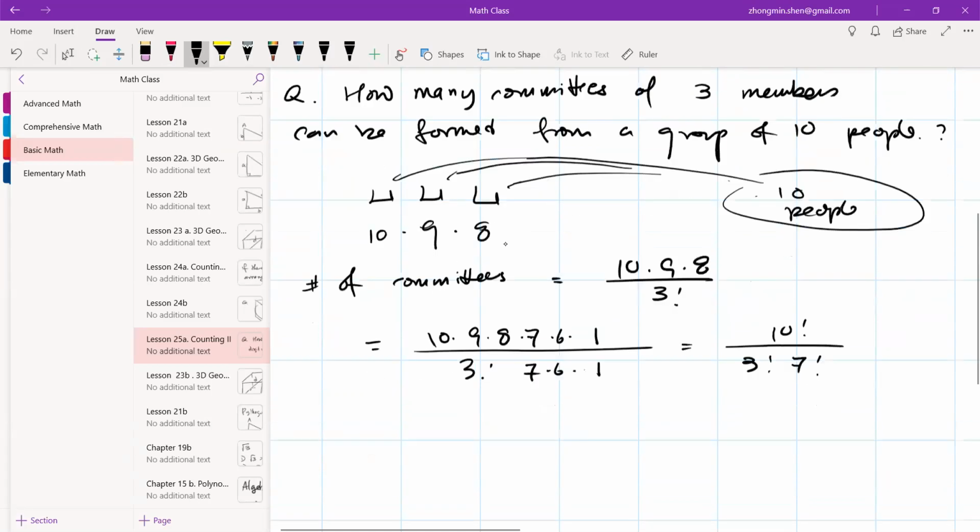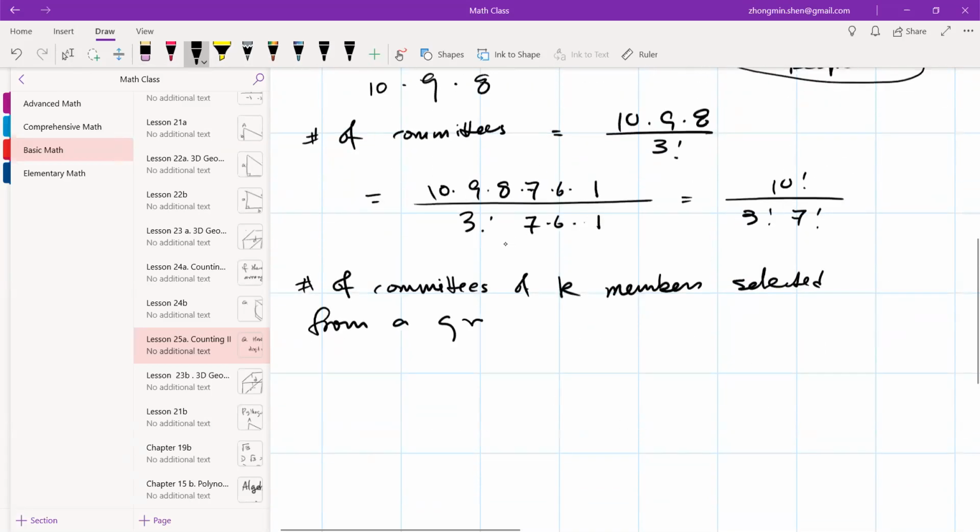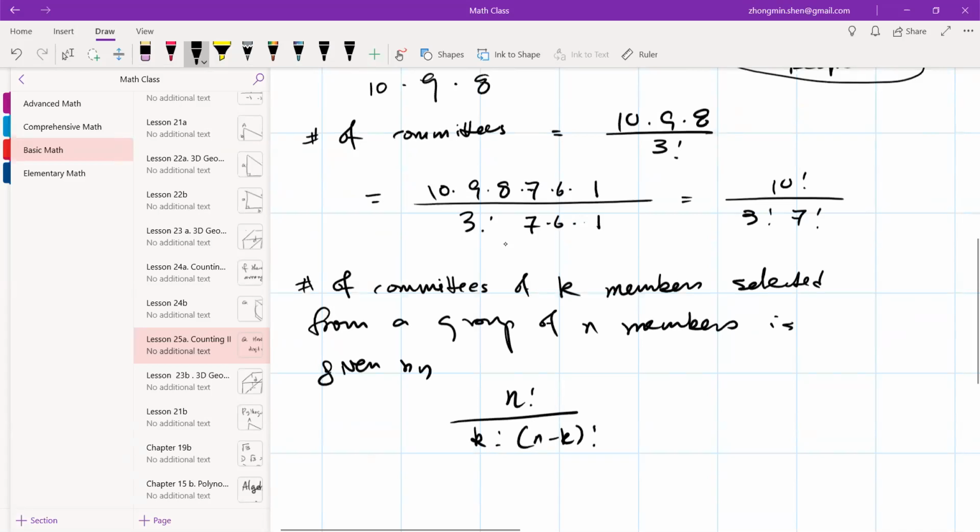So let's state the formula. The number of committees of K members which are selected from a group of N members is going to be N factorial over K factorial times N minus K factorial.